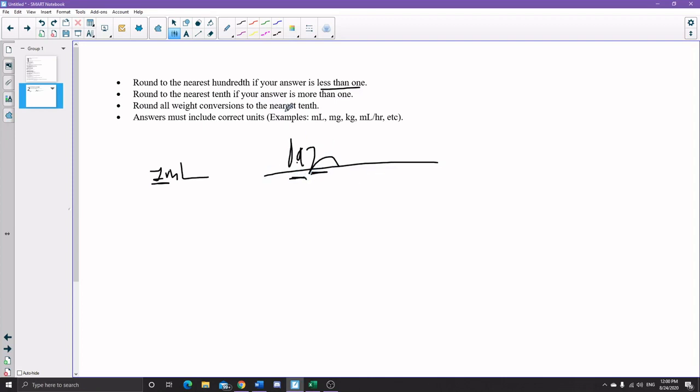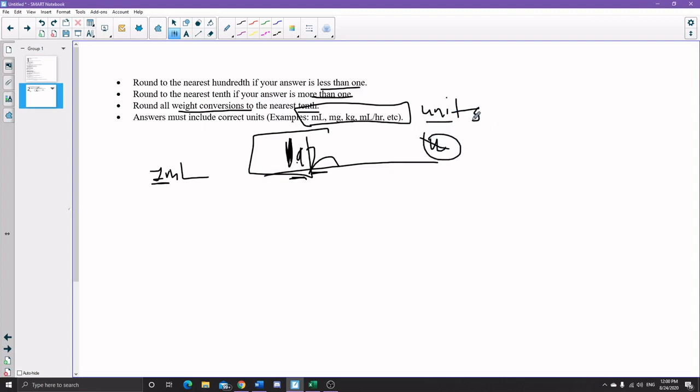Okay, but if it's more than 1, then it's just the nearest tenth. So if this is 1 right here, then 1.9 is good. And then all the weight conversions to the nearest tenth, and it should be in the correct units, which is super important. If you have units like for heparin, you can't write U, because that's not a correct abbreviation. It has to be spelled out correctly.